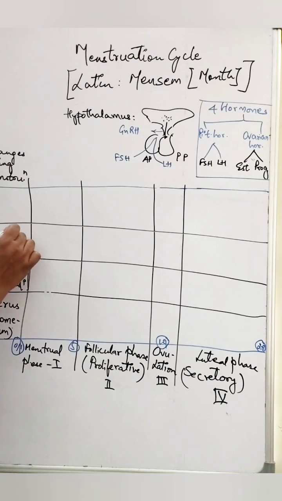What happens inside the ovaries? Ovarian changes. Last but not least, the pituitary hormone changes, how the pituitary hormones change. So it is very important for us to differentiate the different aspects of menstruation. So the first one, let us study that. First, what happens in the uterus.